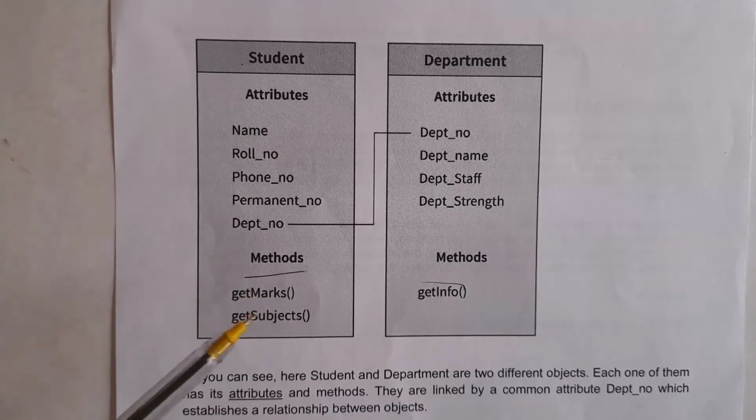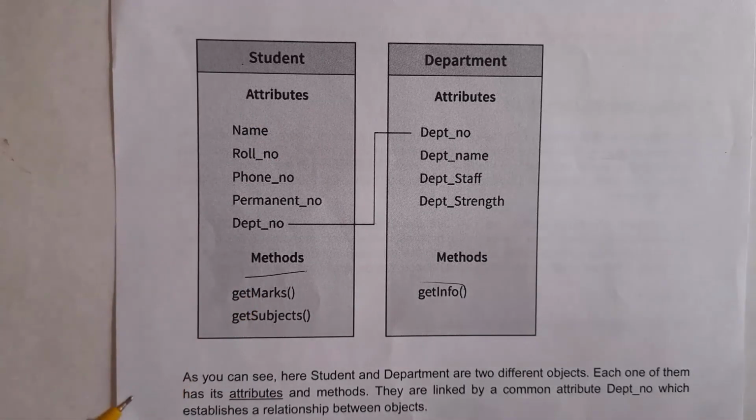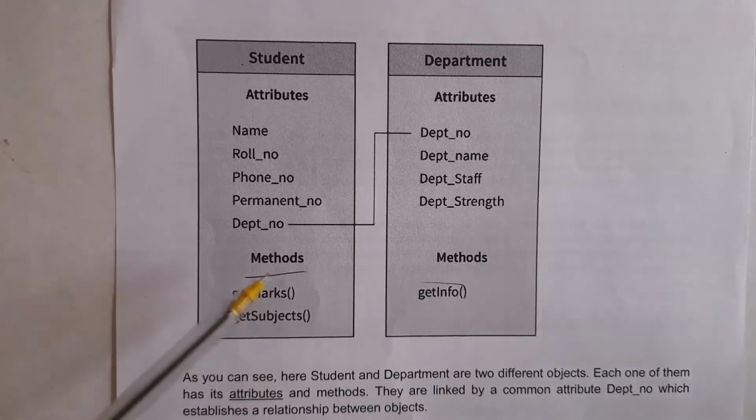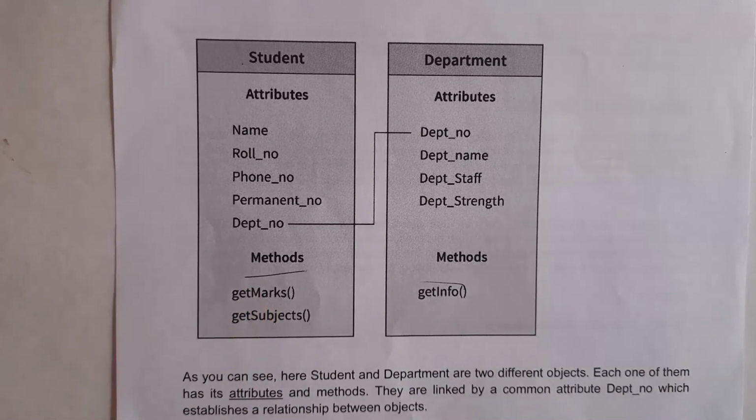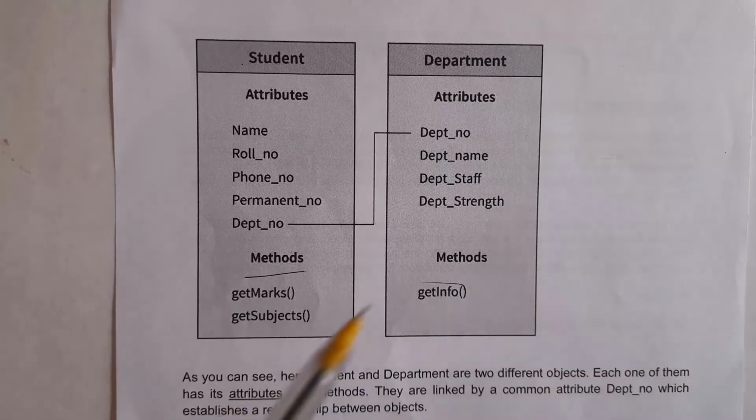Methods are nothing but operations. What are the operations that a student can perform? Students will get marks, students will get subjects, and so on. All these are operations, so we represent them as methods. Similarly, a department can contain attributes like department number, department name, department staff, department strength, and so on. Normally we will find department information.